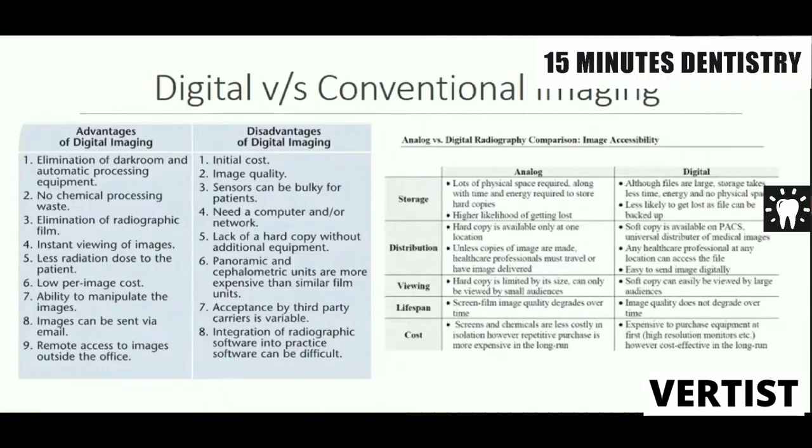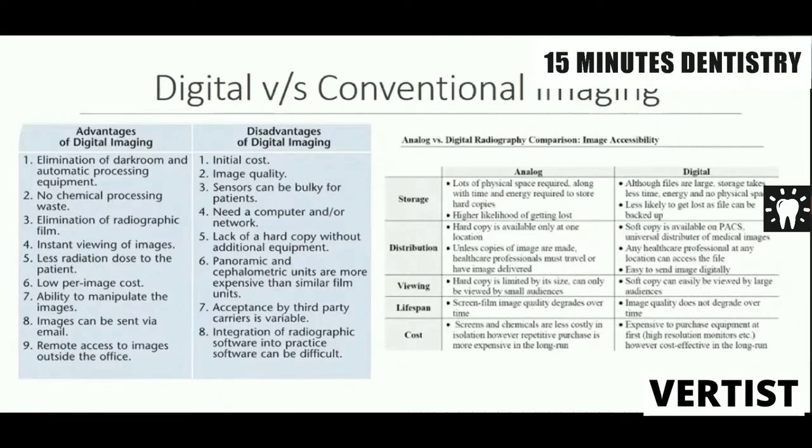Ability to manipulate, because you see it on the computer, and in the computer you have lots of tools, so you can enlarge. If the contrast is not proper, or the density is not proper, you can make it lighter, darker, etc. And you can play with the tools which are available. You can measure certain things, okay?